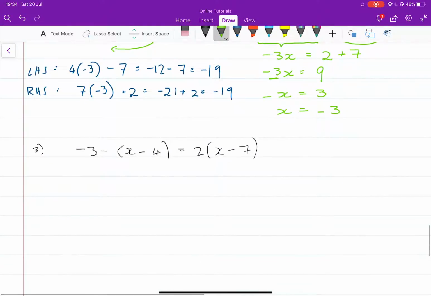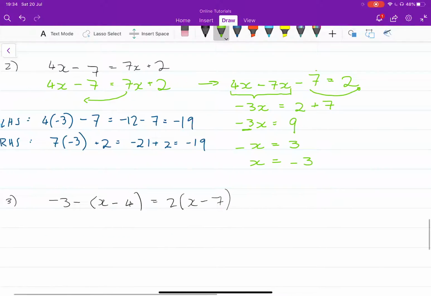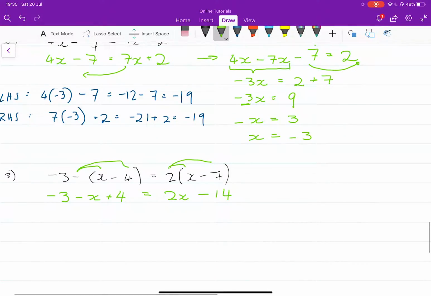Okay, the next question. So we want to get rid of these brackets, so we have to multiply this in to both, and multiply this in. So we have minus 3, can't do anything with that, minus x plus 4 is equal to 2x minus 14. Let's get all the x's to this side. So I want to move my x's this way, and I want to move my constants to the other side. So let's do that in one go.